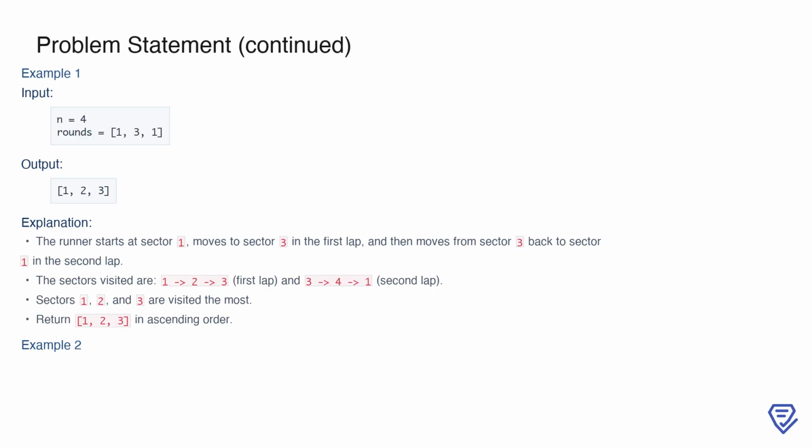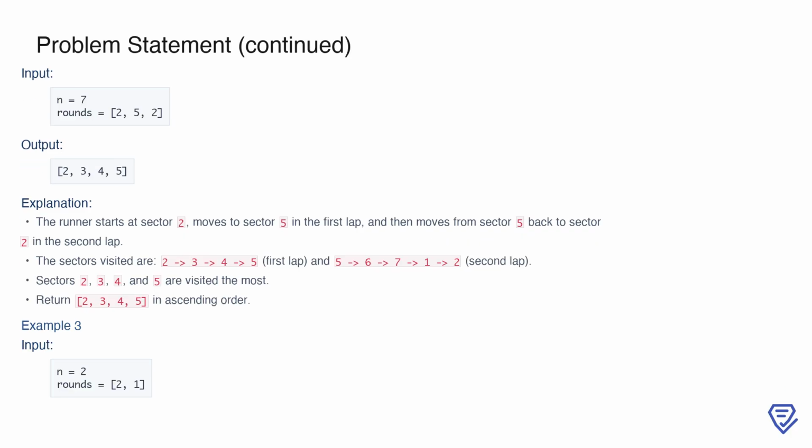To break it down, during the first lap, the runner visits sectors 1, 2, and 3. During the second lap, they visit sectors 3, 4, and 1. Combining these visits, sectors 1, 2, and 3 are visited the most. Thus, the output is 1, 2, 3, sorted in ascending order. This demonstrates how the runner's path is traced, and the most visited sectors are determined.